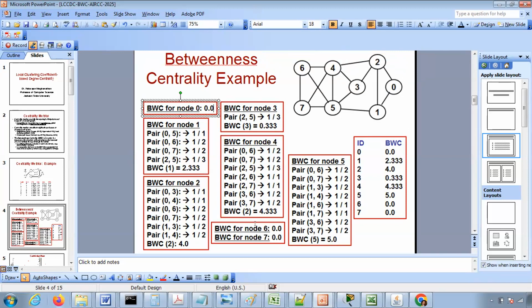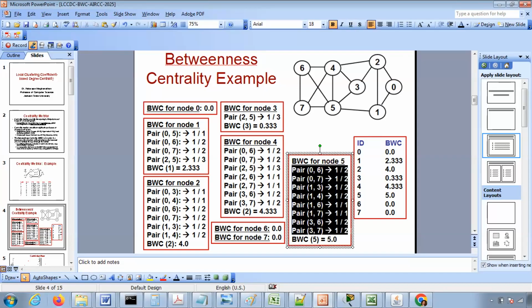Likewise for 6 and 7, nobody needs to go through node 6 and 7 for shortest path communication. For the rest of the vertices, let's say we pick up node 5. Here I just list the pairs that would go through node 5 as part of shortest path communication. In this graph, you can list out all pairs like 0,1; 0,2; 0,3; then 1,2; 1,3; 1,4. So all possible pairs. But only those pairs that are listed here go through node 5 for shortest path communication. The rest of the possible pairs don't use node 5, so that's why I don't include them.